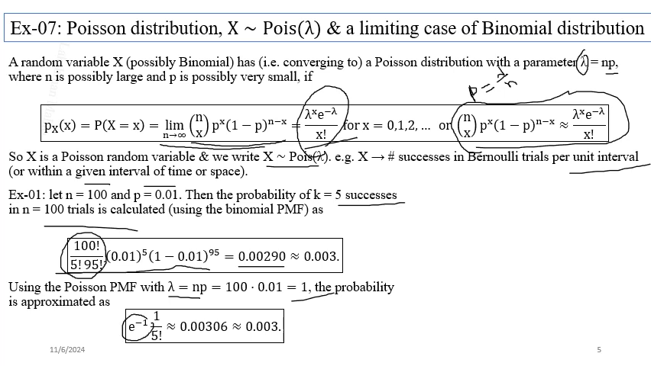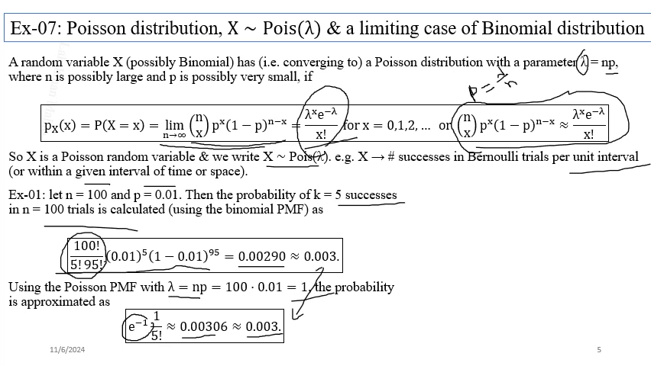What is the value of e? 2.73, an irrational number, having a non-terminating and non-repeating decimal representation. Factorial 5 contains 5 multiplications and division 6. In total, how many multiplications? 7 or 8? 8. So here you have done 8 computations. With 8 computations, what probability did you get? 0.0036. If you round it up to 3 decimal places, it would be 0.003. And this one, if you also round up to 3 decimal places, is 0.003. Both values are the same.